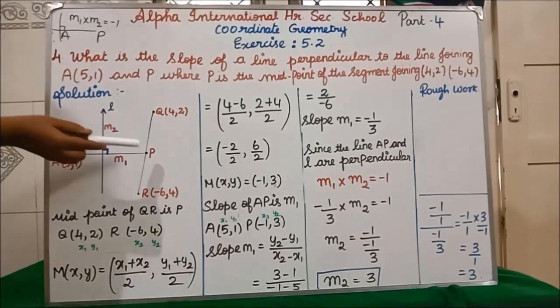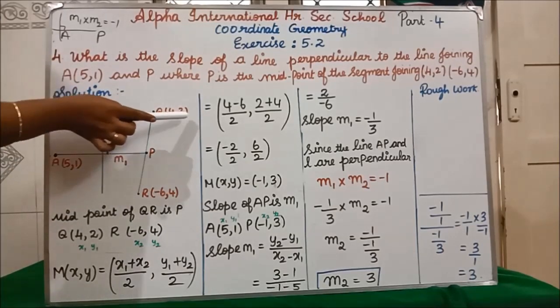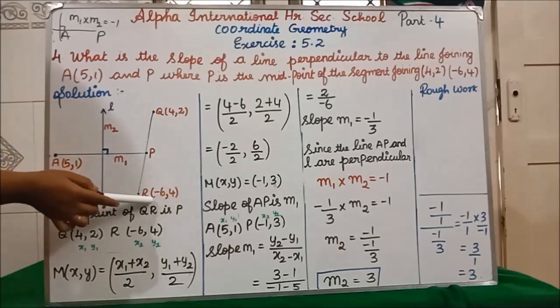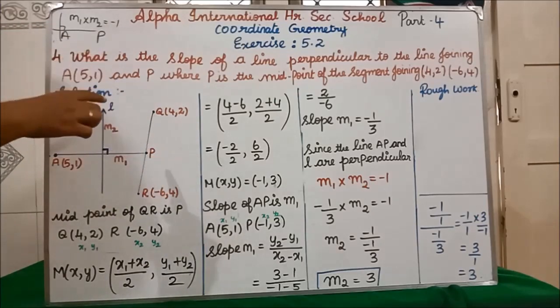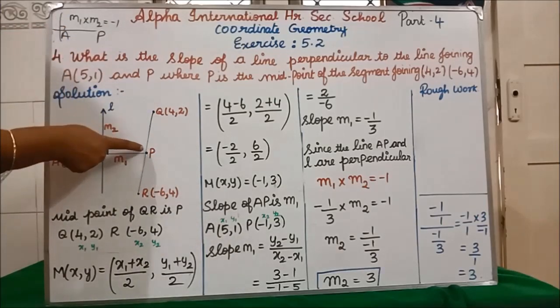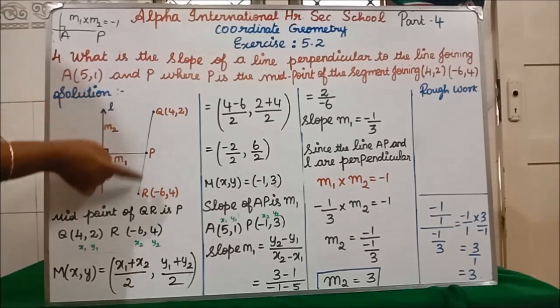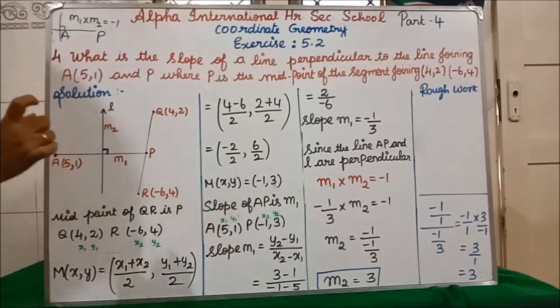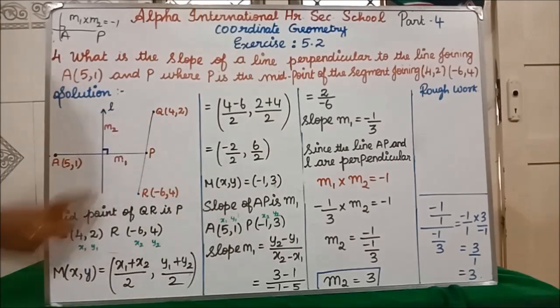So P is the midpoint of the 2 points they were given. The first point is (4, 2) and the other point is (-6, 4). First we need the P value, but for that they have given that P is the midpoint of Q and R. So using the midpoint formula, first we have to find the value of P. Afterwards we will see the remainder.